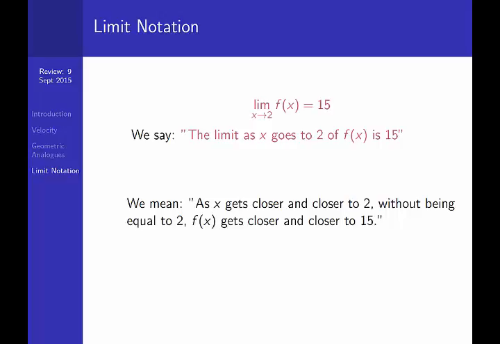Now, crucially, we don't care what actually happens at 2. If this is an interesting limit, usually something weird is happening at, for example, x is equal to 2. The examples we used before of average and instantaneous velocity, you can't make an average velocity calculation if your time interval has length 0. You end up dividing by 0, and that doesn't make any sense. So this is one reason why a limit would be useful. Sometimes we can't actually put our finger directly on what happens at x equals 2, but we can say as we get closer and closer and closer to x equals 2, our function gets closer and closer and closer to 15.